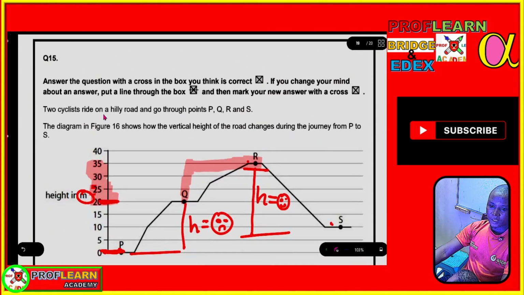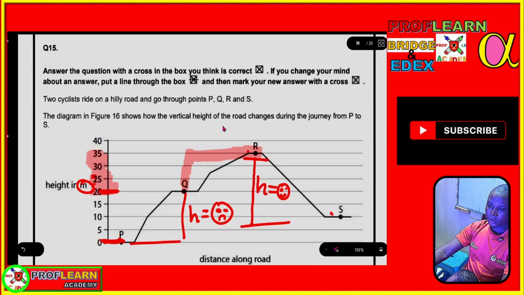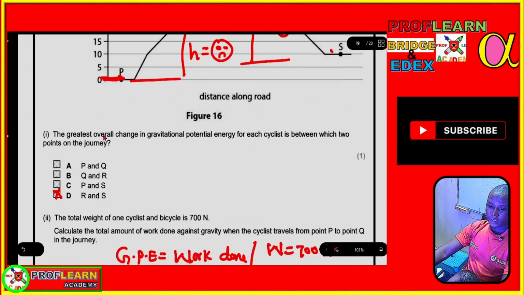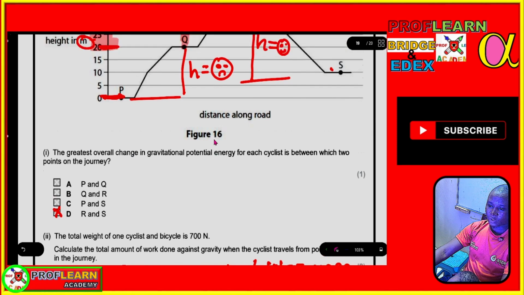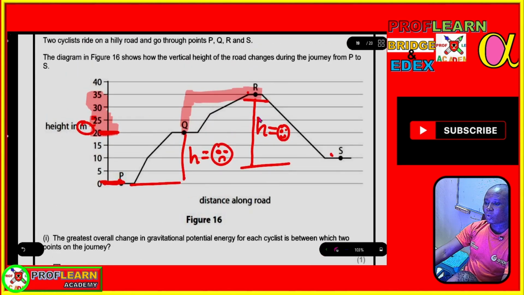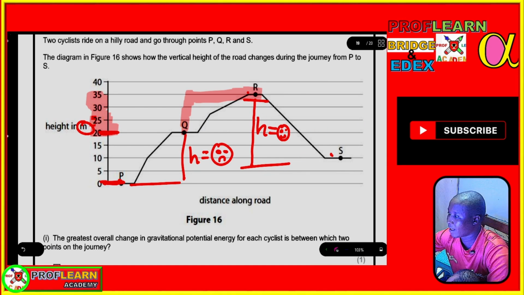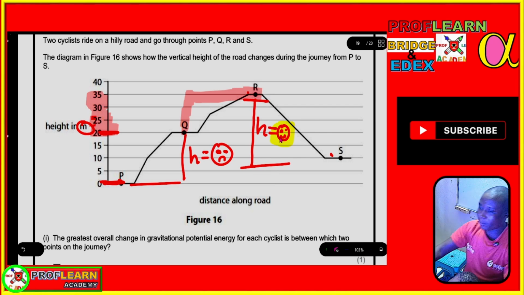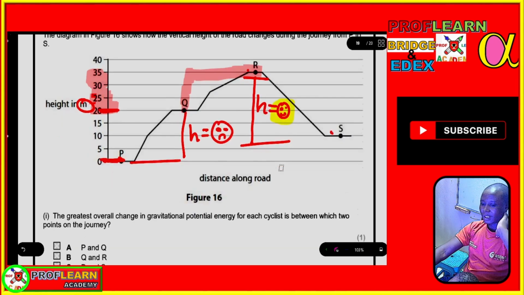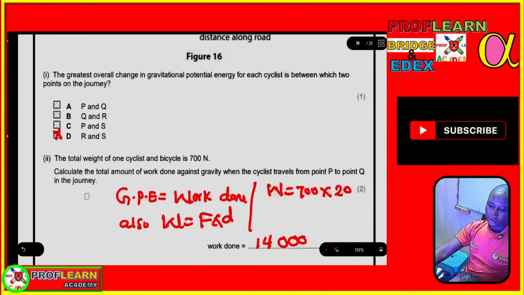And then we have here a cyclist on a hilly road. We are supposed to identify the greatest overall gravitational potential energy. You will check where you have the highest height. So between R and S, that's where we have the highest height. And that will give us the greatest potential energy. The examiner will be happy if we have selected that point in order to earn all the marks.